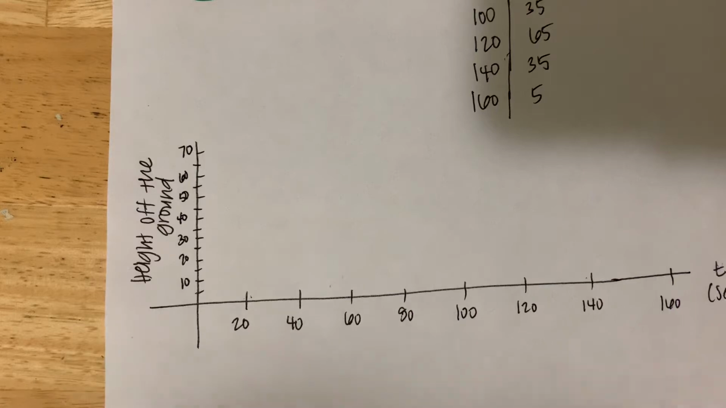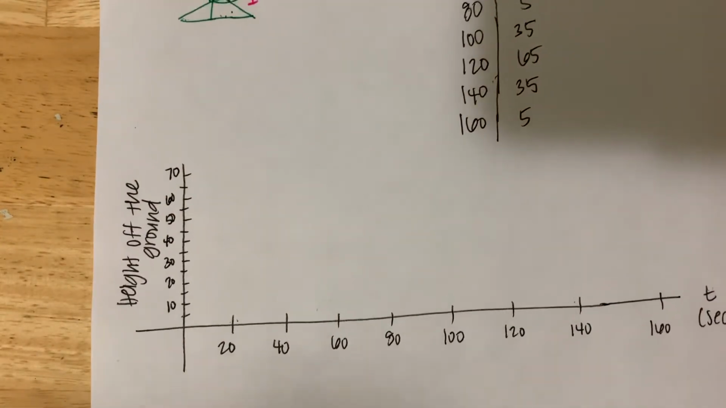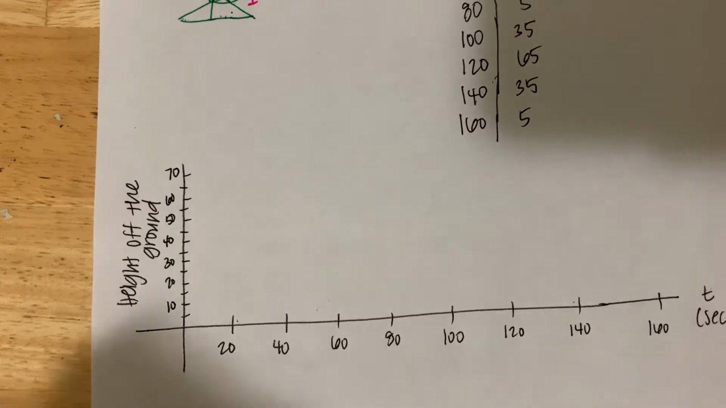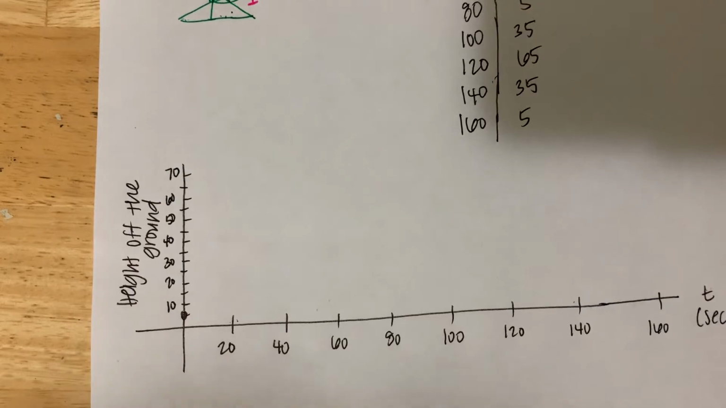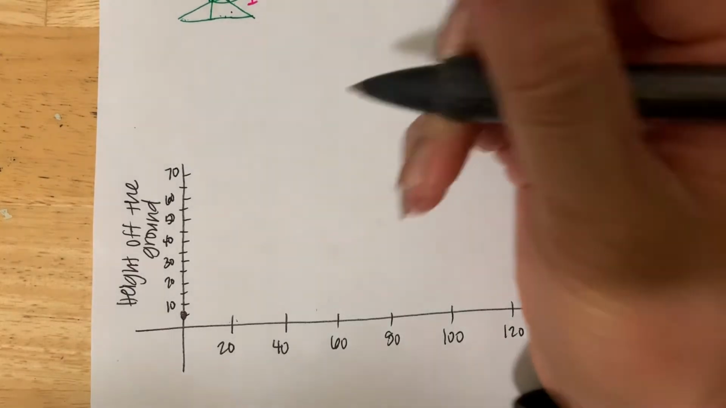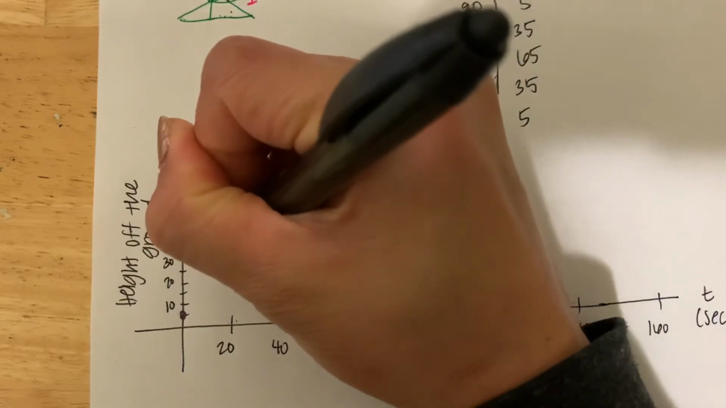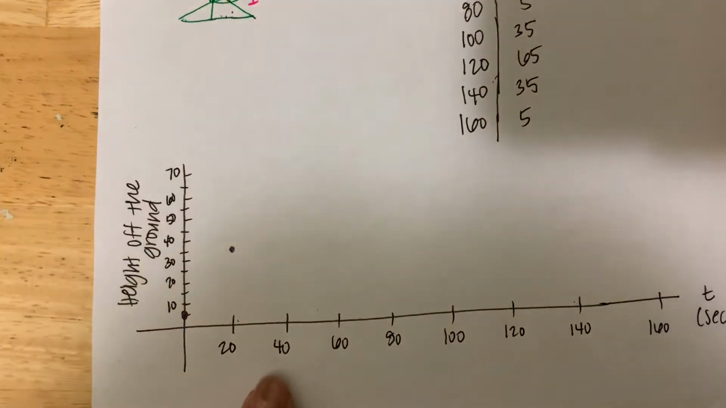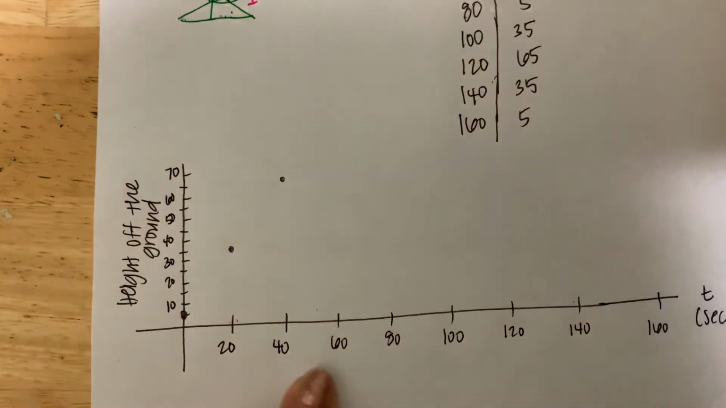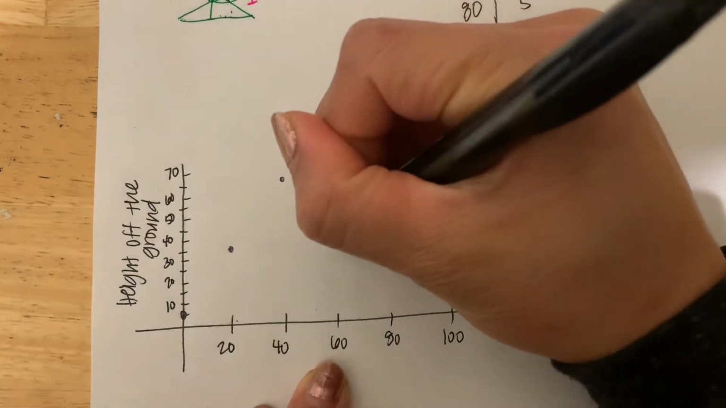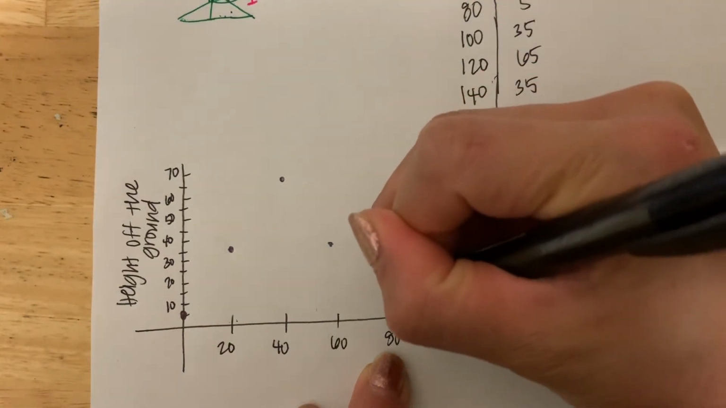And then I'm gonna go ahead and graph these points. So at 0, we are 5 feet off the ground. At 20 seconds, we were 35 feet off the ground. At 40 seconds, we were 65 feet off the ground. At 60 seconds, we were 35 feet off the ground. And at 80 seconds, we were 5 feet off the ground.